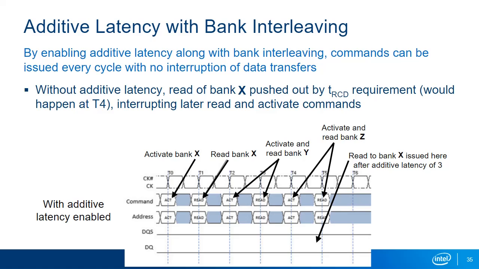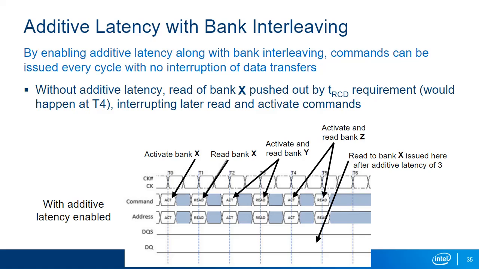Additive latency mitigates this. In the example shown here, bank X is activated at T0. Without additive latency, the read of bank X, shown here at T1, could not happen until T4 after the TRCD timing requirement, which would push out the activation of bank Z. However, with additive latency, the read can occur immediately at T1. The activation and reading of banks Y and Z can also proceed one cycle after another.